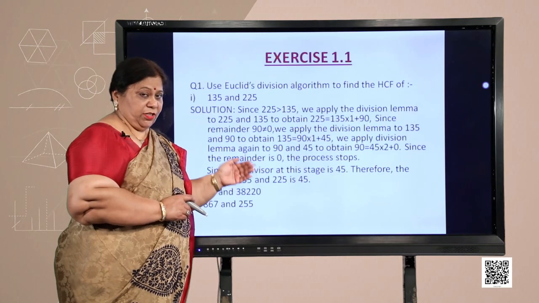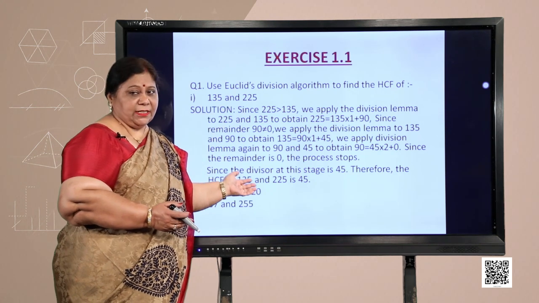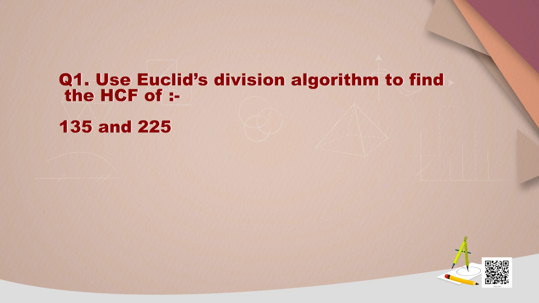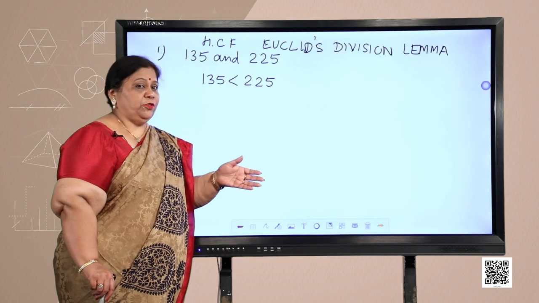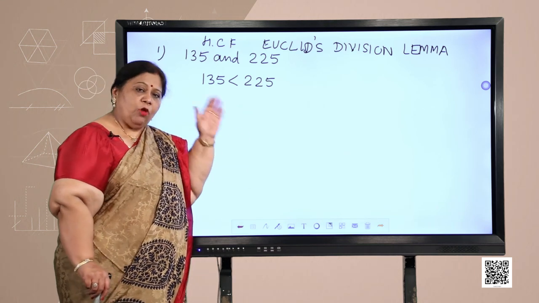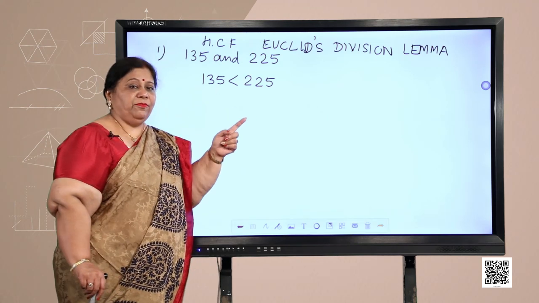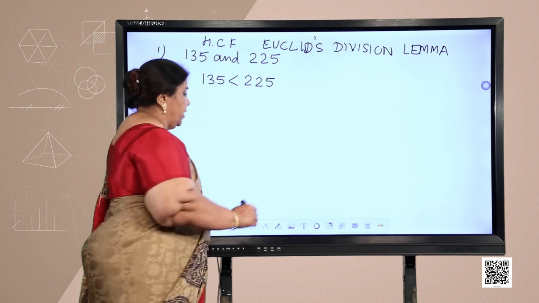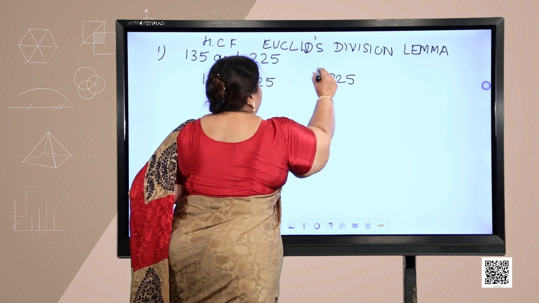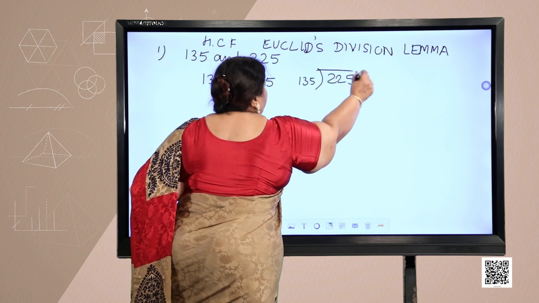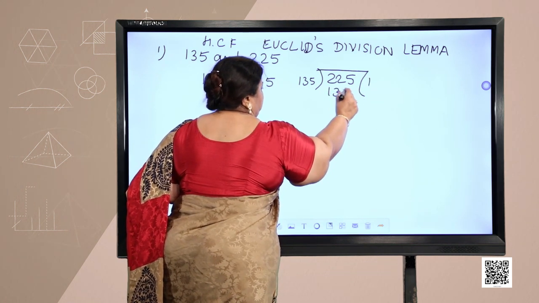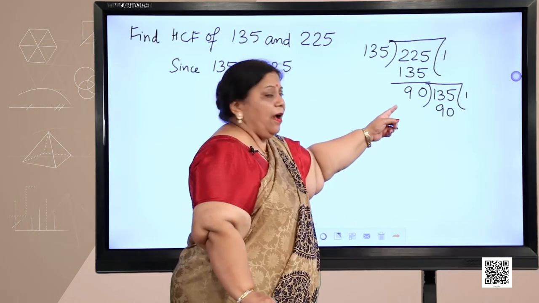Now, let us solve some questions of your NCERT textbook to understand this process. So students, let us look into your first question of exercise 1.1, which demands to find HCF using Euclid's division lemma. We have two numbers here, 135 and 225. The first step we should do here is, we should locate the smaller number. 135 is less than 225. So, 135 becomes the divisor. And let us divide 225 by 135. I think it goes one time. We have remainder as 90 here.